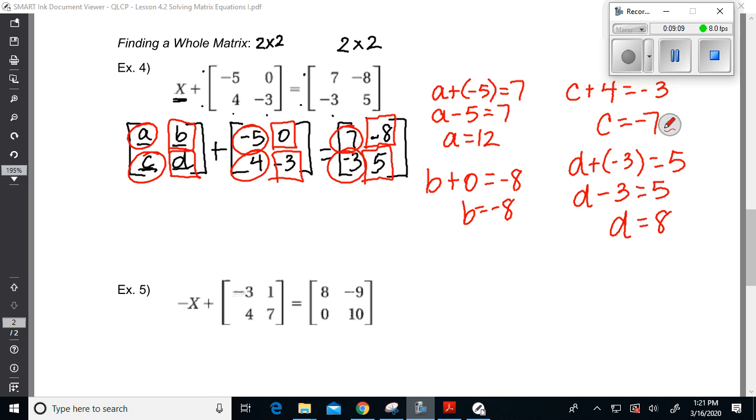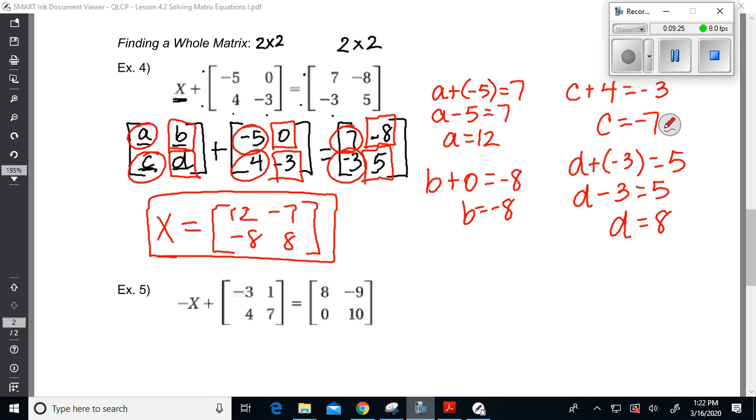So now we have all 4 parts. We put them back in the matrix to give our final answer. So matrix X would equal 12, -7, -8, and 8. And that's your answer for example number 4. So it's not a harder problem. It's a little bit longer of a problem because there's a little bit more setup involved. But definitely not anything that you all can't handle.